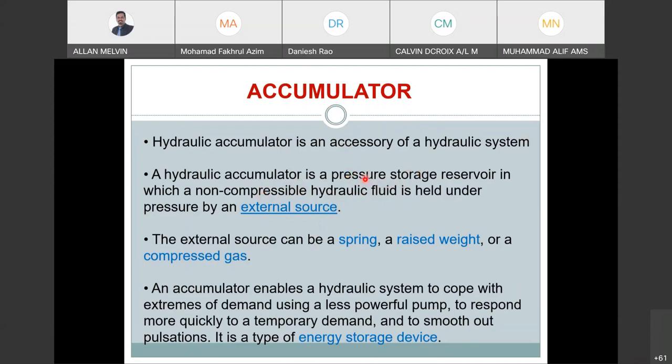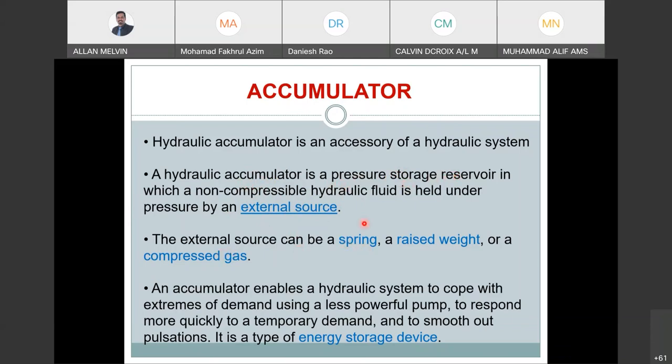So it's a pressure storage reservoir in which a non-compressible hydraulic fluid is held under pressure by an external source. The external source is like your power bank. Power bank, external source, you charge it and keep it. When there's a shortage, you immediately plug it into your phone or your system and give extra power. Similar, so a hydraulic accumulator has a pressure storage.